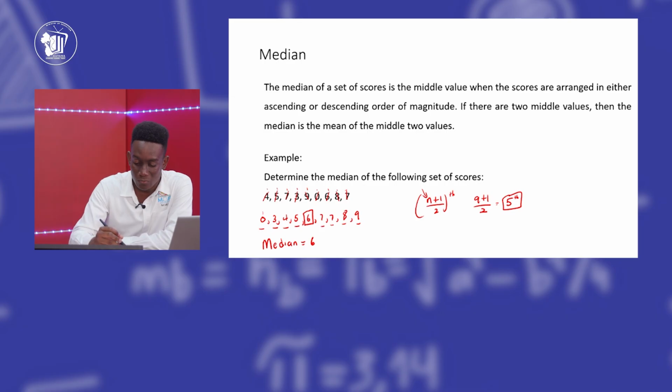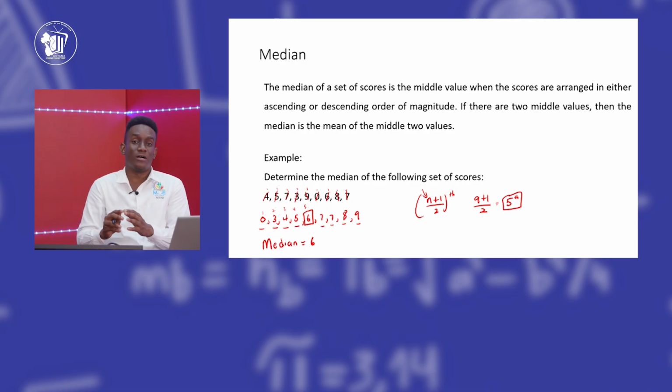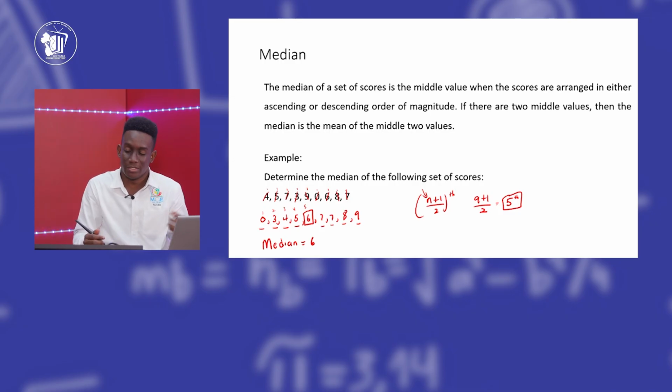So we can have 1, 2, 3, 4, 5. The 5th number would be the median. That's another way of finding it. If we have 1,000 numbers, of course, you won't count in from both ends for 1,000 numbers. You simply do 1,000 plus 1 divided by 2, and that will give you the middle.